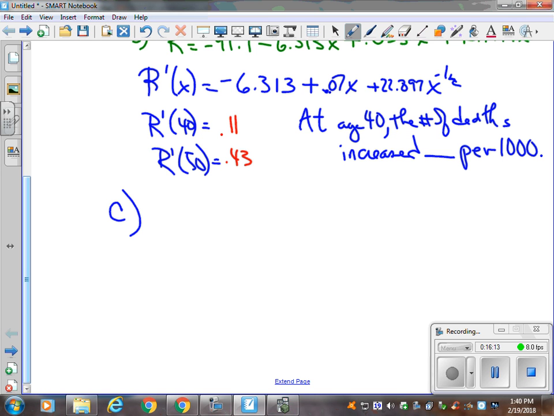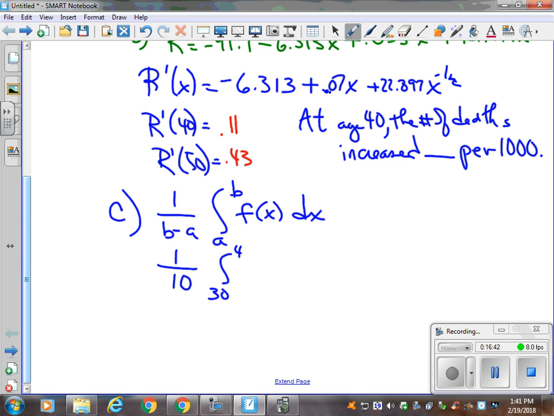Integrate. And when we integrate, we're finding average value. So to find average value, you remember you have to do 1 over b minus a times the integration from a to b of your function dx. Everybody agree with that? So what's b minus a in Part C? Both of them are how far apart? From 30 to 40, or from 50 to 60 is 10. So this is 10. And then you set up your integration from 30 to 40, and you're going to put your formula in here.